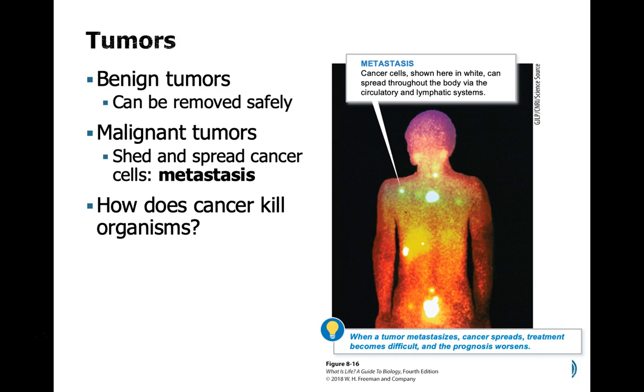On the other hand, cancers can form malignant tumors. These are cancerous tumors that have the ability to shed and spread cancer. When this happens, this is called metastasis, and you can see here that this individual has cancer in several locations. Likely that cancer occurred somewhere, maybe this is the ovary or prostate, something like that, and it has spread to somewhere else on the individual.